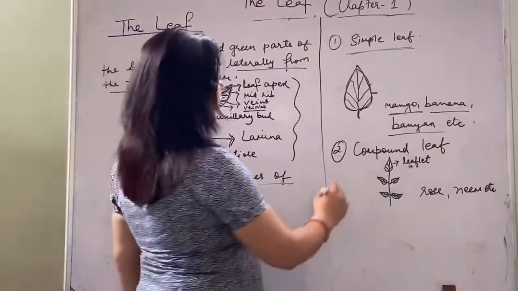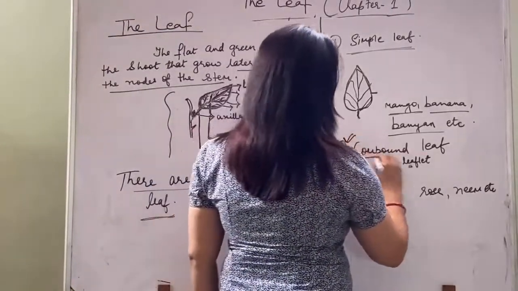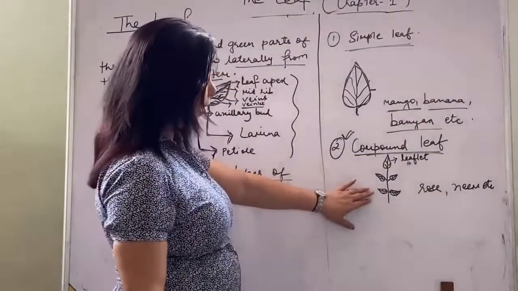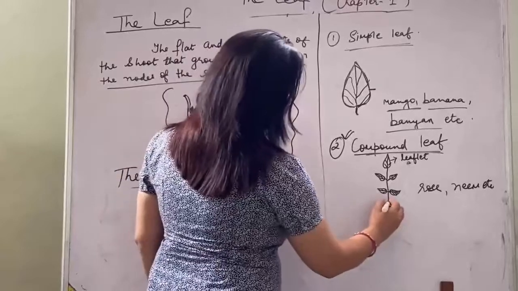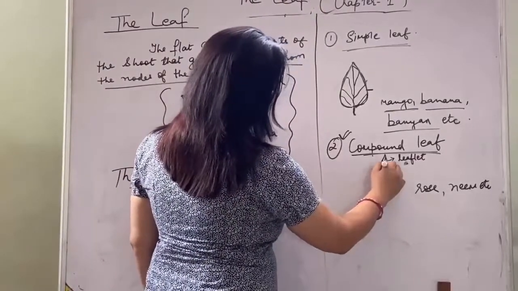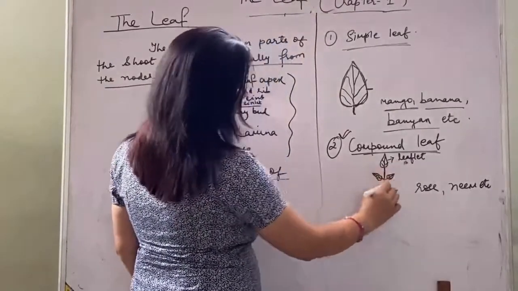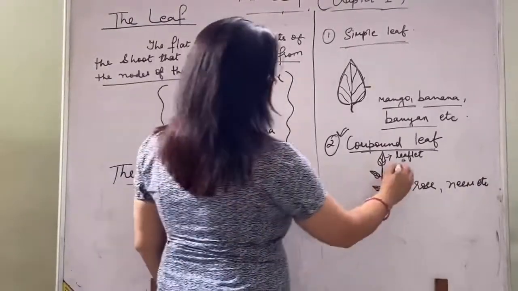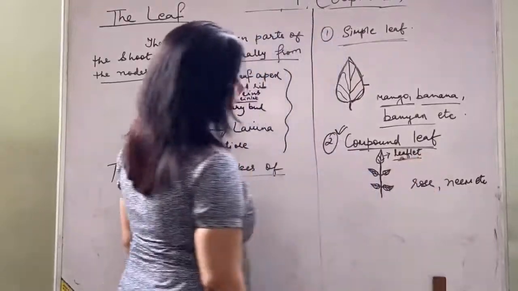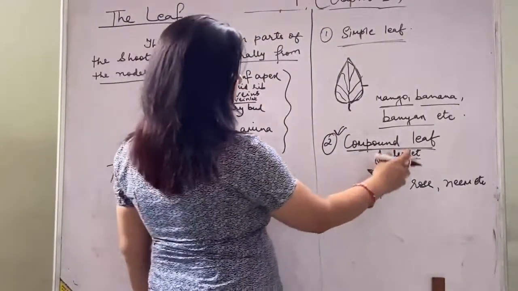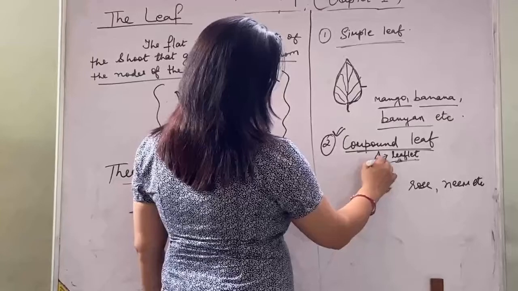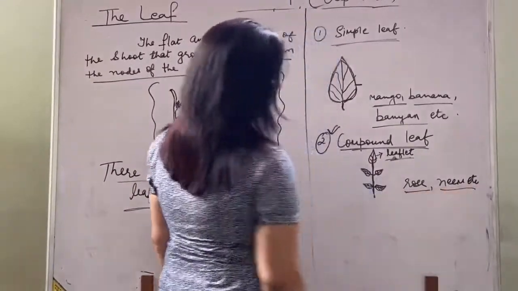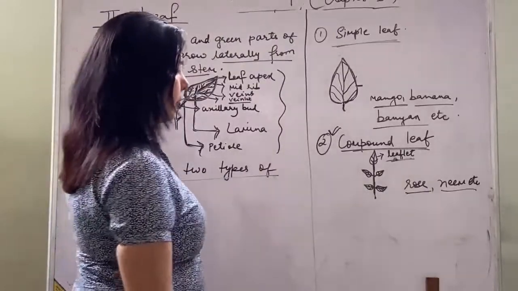Okay. Now the second type of leaf is compound leaf. Now in a compound leaf, as you can see in this diagram, there is a petiole and these leaves have got divided into branches, like there are further leaves known as leaflets. A leaf gets divided into more than one leaflet. So this type of leaf is known as compound leaf, and such leaves we can see in rose, neem, etc.